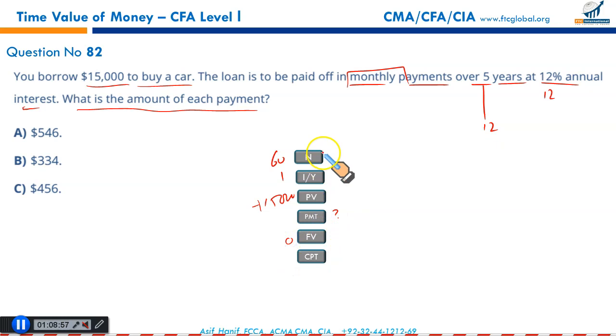If the future value is 0, punch in 60 for N, 1 for interest per period, PV 15,000, FV 0, press CPT PMT, and you get your result. That is 333.667, which is approximately 334. That's B.